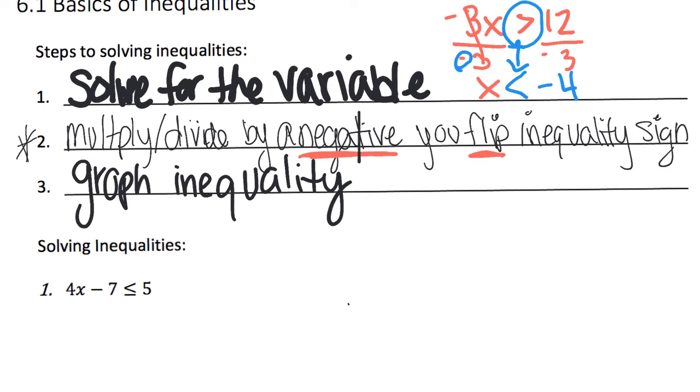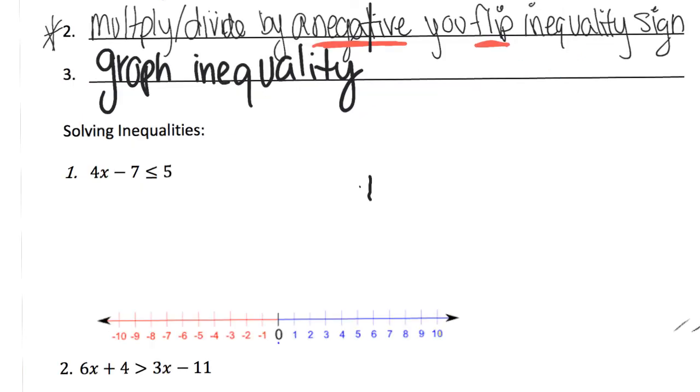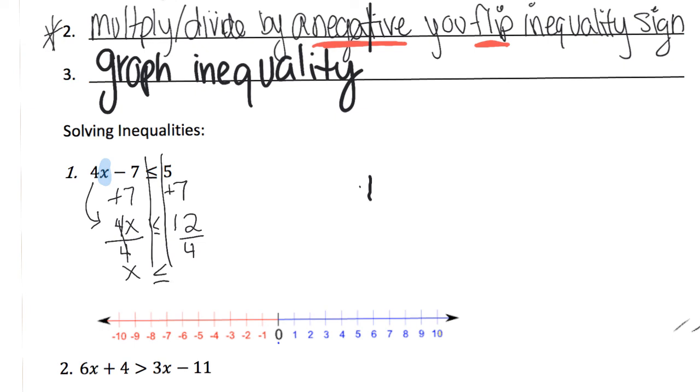So let's put that into practice then. So let's look at this first example. So the first thing we need to do is to solve for x. So I'm going to be drawing my little river if you need to. Remember, we add 7 to both sides, bring down that 4x. 5 plus 7 is 12. Now I divide both sides by 4. And then I'm going to get x is less than or equal to 3. So that's what we solved.